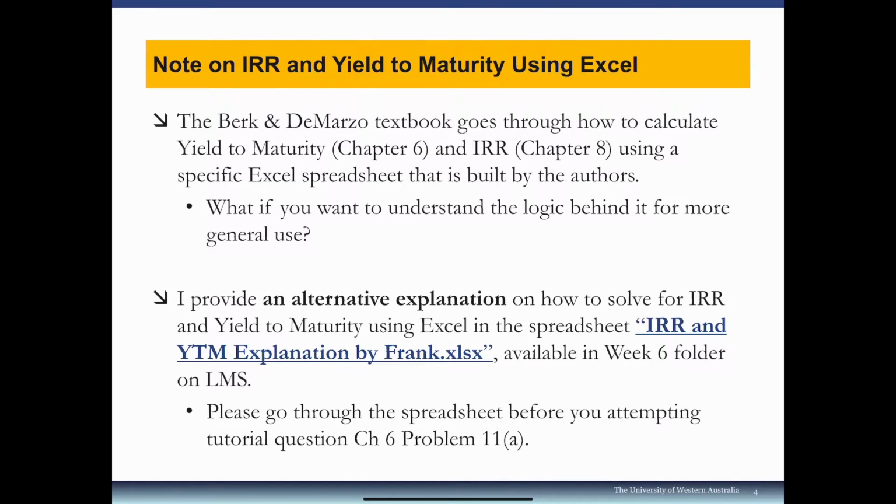haven't actually defined or introduced yet, and yield to maturity, which will be discussed today, using Excel in the spreadsheet "IRR and YTM explanation by Frank.xlsx", available in the week 6 folder in LMS. Please definitely go through the spreadsheet in your own time before attempting tutorial questions, chapter 6, problem 11a. I was trying to make this Excel spreadsheet self-explanatory and self-contained, so there are a lot of writings and examples over there, so definitely read it, right?